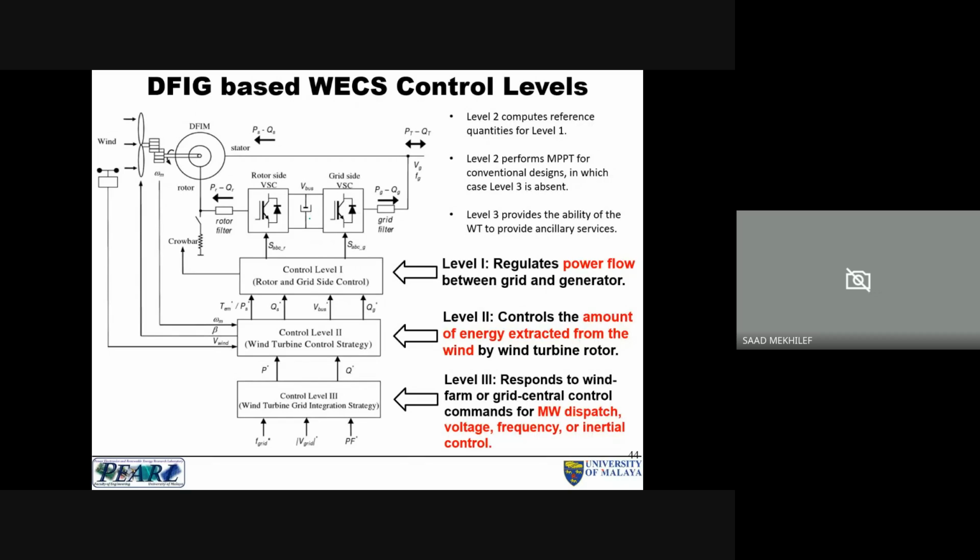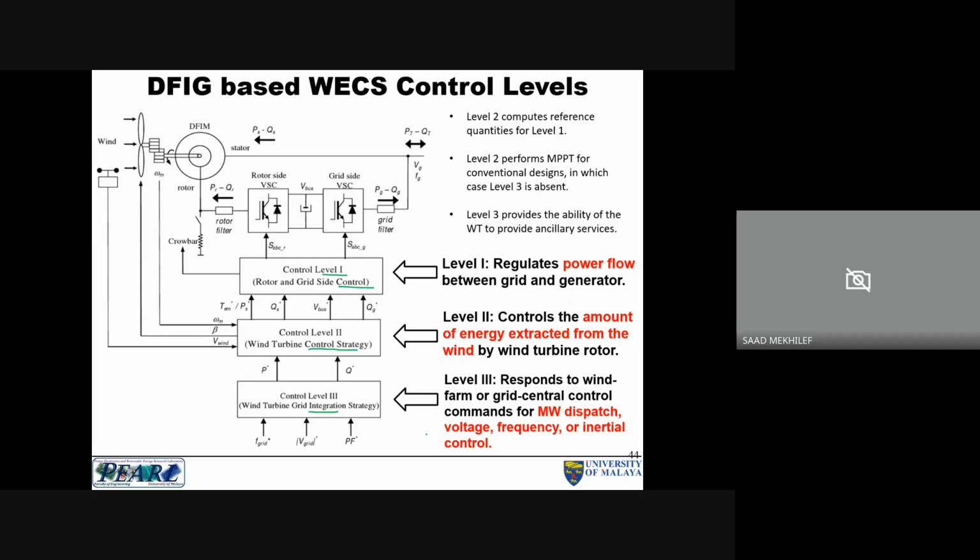In this DFIG we have 3 levels of control. Control level 1 is the rotor and grid side control. Level 2 is the wind turbine control strategy, and level 3 is the wind turbine grid integration strategy. So we have the rotor and grid control, the wind turbine itself, and the integration.